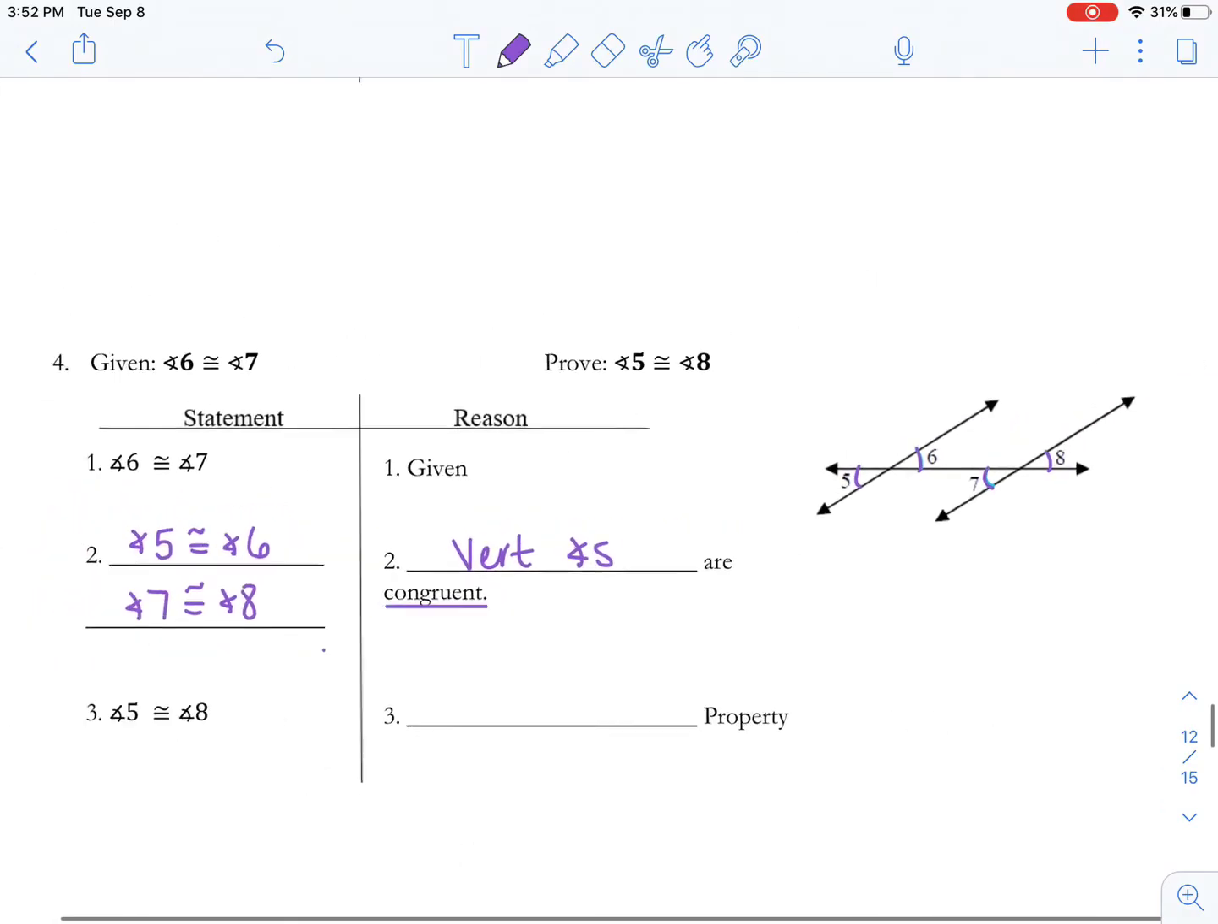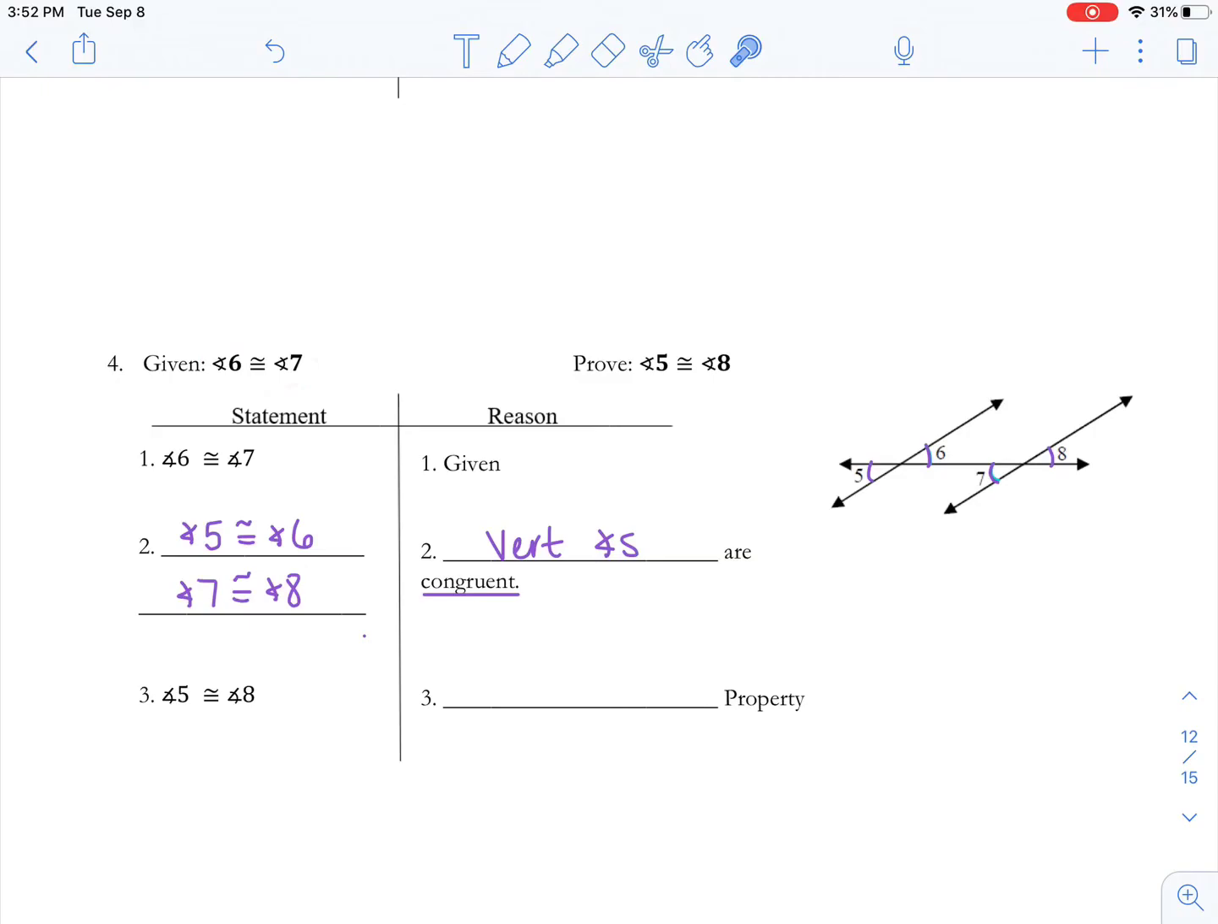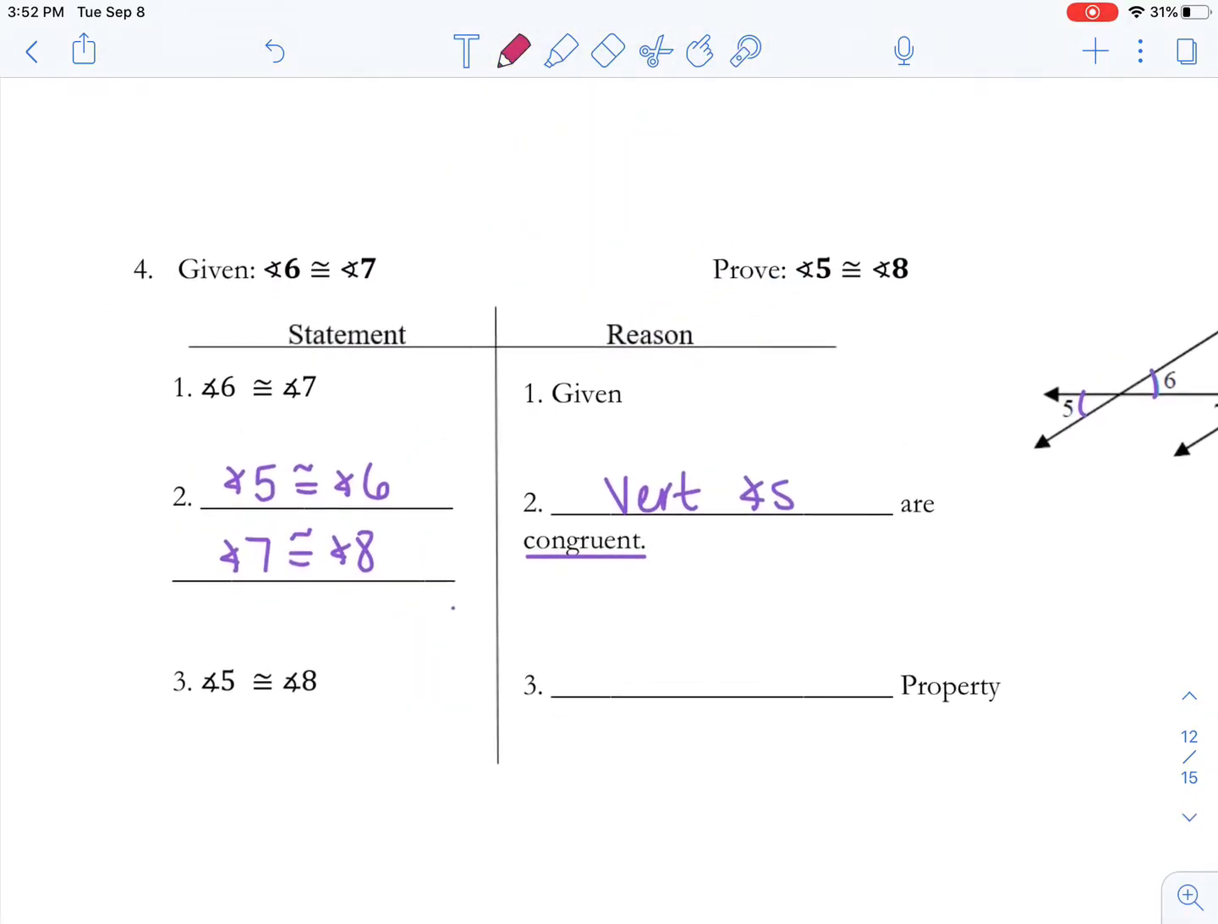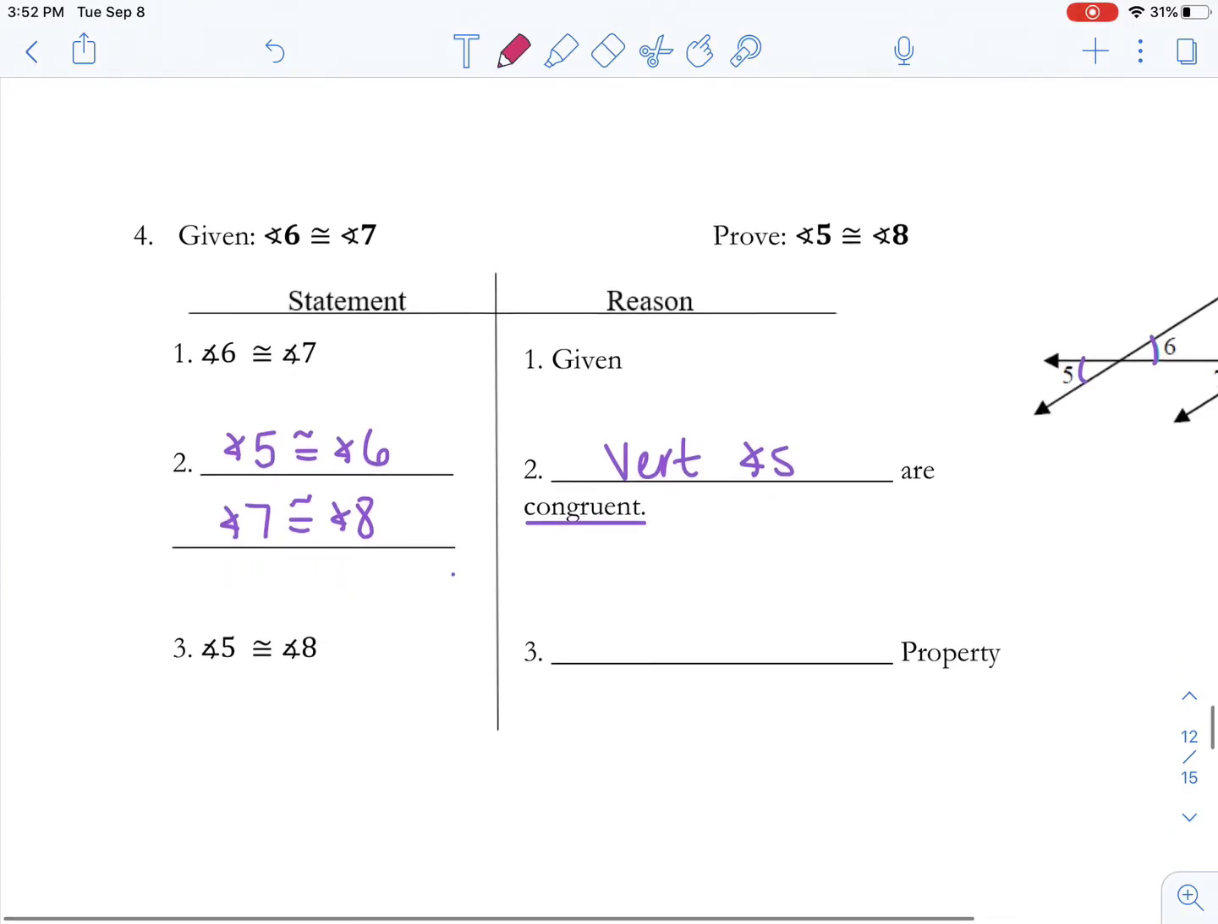So we were able to use the given information here. We were able to use vertical angles from our diagram. Now we need to put it all together. So when we have all these angles that are congruent, we should start looking for a train that connects them. So using these, I'll start with angle 5, just because it's the smallest. So 5 is congruent to 6. 6 is congruent to 7. 7 is congruent to 8. So I see this train.